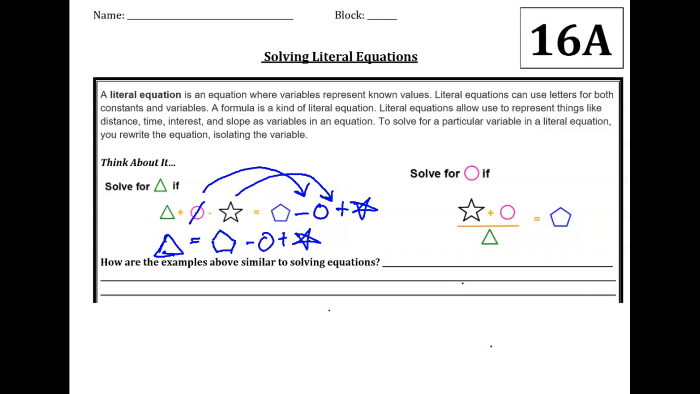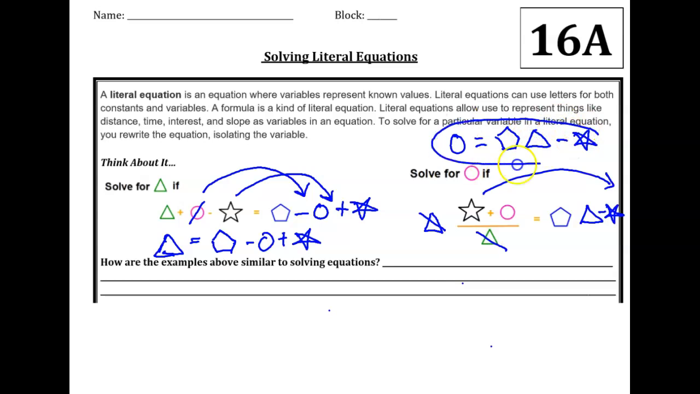In the other example, we want to solve for the circle. In order to solve for the circle, we've got to get it by itself. It looks like we have a fraction bar, so we're dividing here. If I multiply both sides by a triangle, the triangles on this side cancel out. Then all I have to do is take the star to the other side. This is a positive star, so I subtract the star. We end up with a pentagon times a triangle minus a star. So solving for the circle, it would be the pentagon times the triangle minus the star.